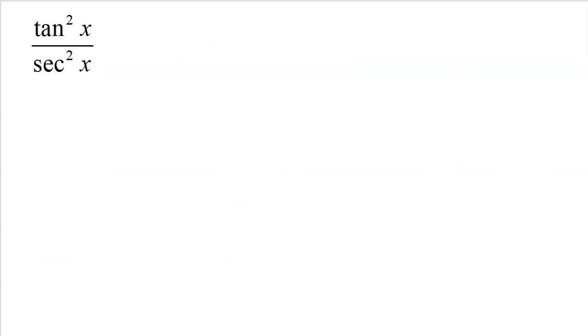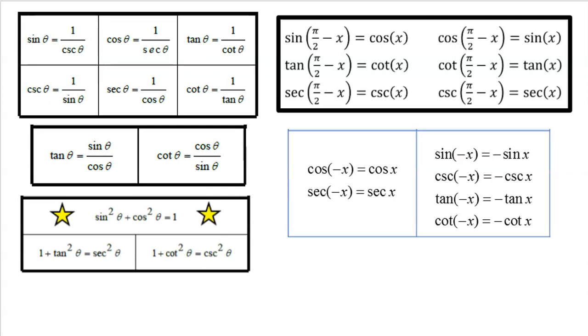All right, here's another one. Tangent squared x divided by secant squared x. Oh boy, what do I do? I don't know. I mean, I see squares. So I guess I can go to the Pythagorean identities. Okay, well, check this out.